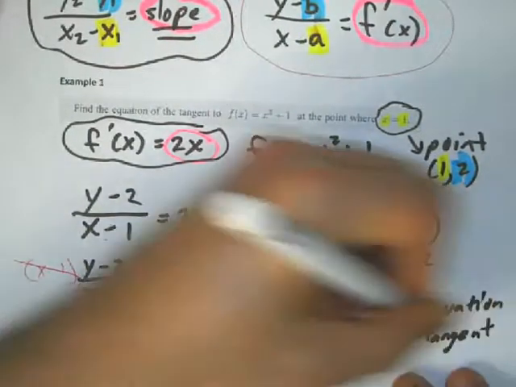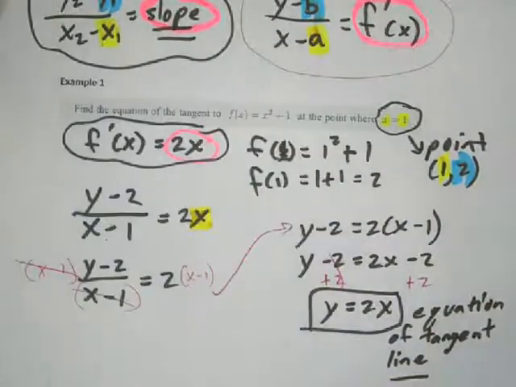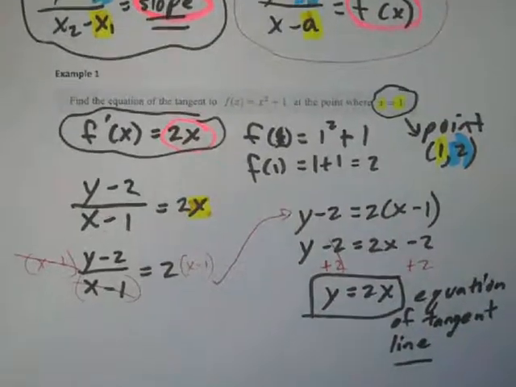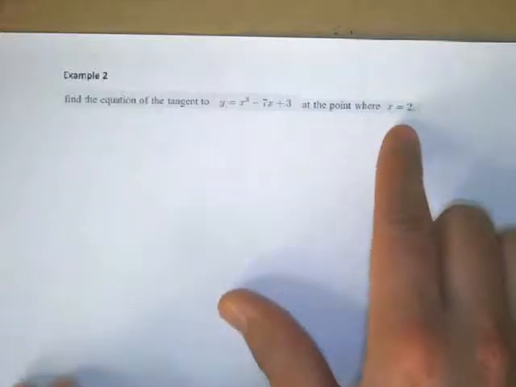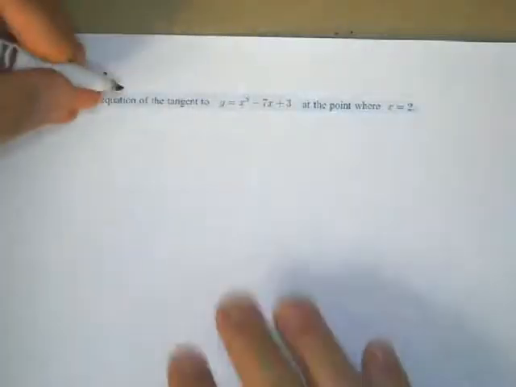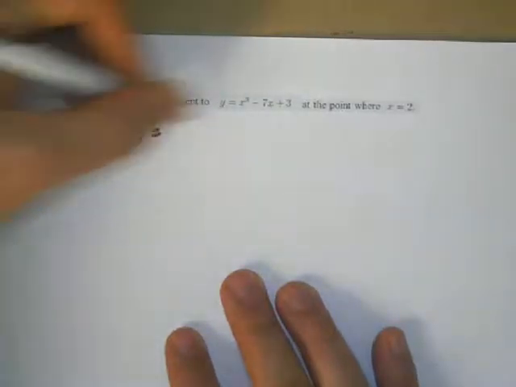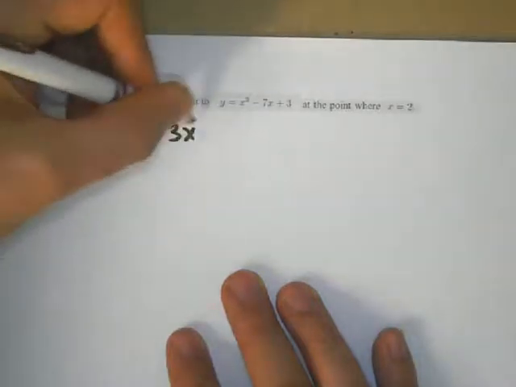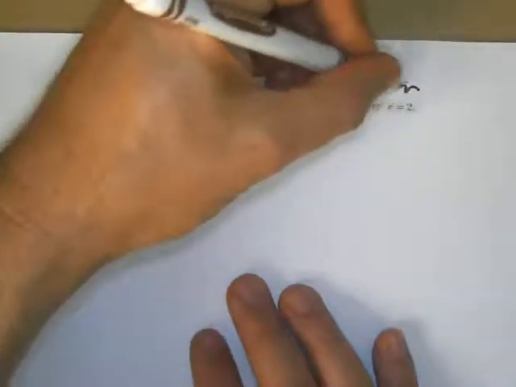Which is a straight line. Okay. Now, if you want to, I recommend you watch this over a couple of times if you have any difficulty with this. Let's do another example. Okay. So we've got find the equation of the tangent here at point x equals 2. Okay, step 1. I want to find the derivative. That's equal to 3x squared minus 7 is my derivative at this point.